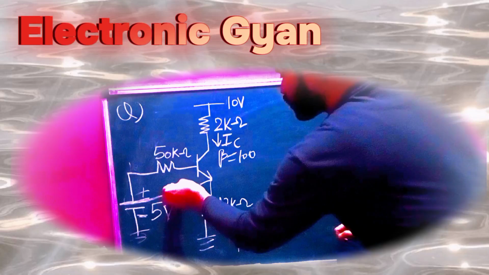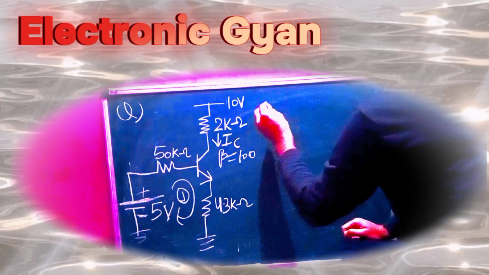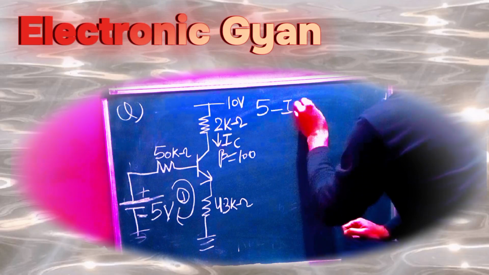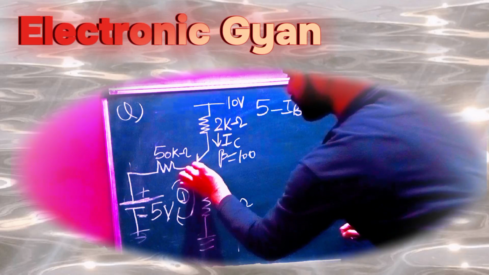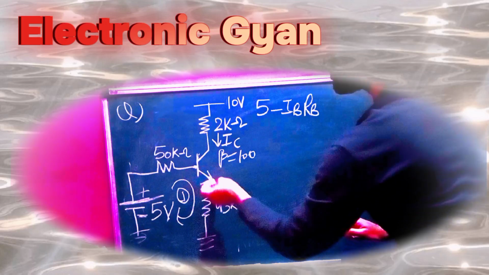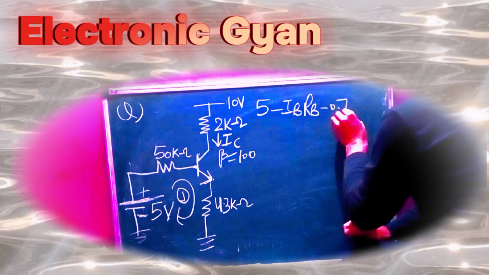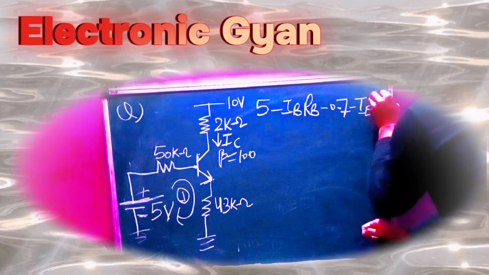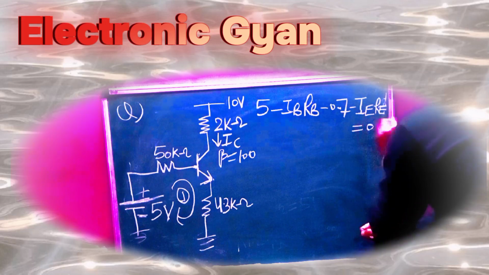First, for that, let us apply KVL in loop 1. By applying KVL in loop 1, what will we get? This is my 5 volt: 5 minus IB RB minus VBE, the cut-in voltage of this NPN transistor, which is 0.7 volt. So minus 0.7 volt, minus IE RE.